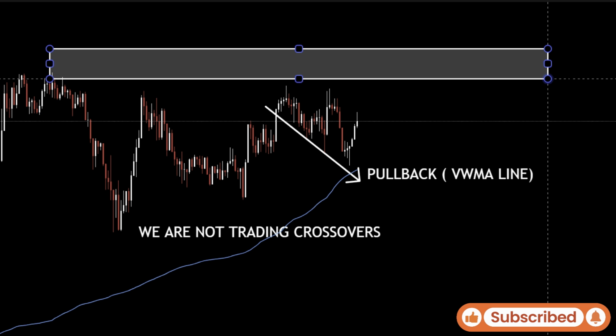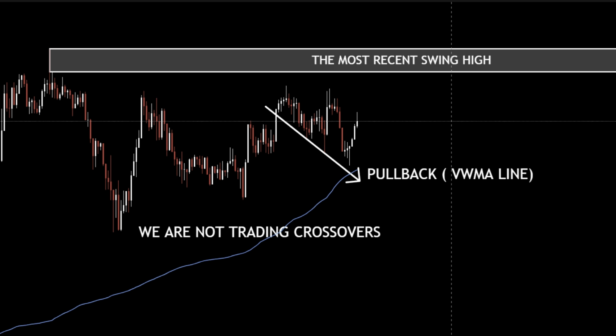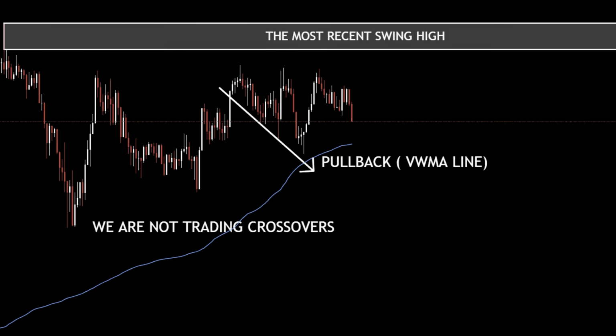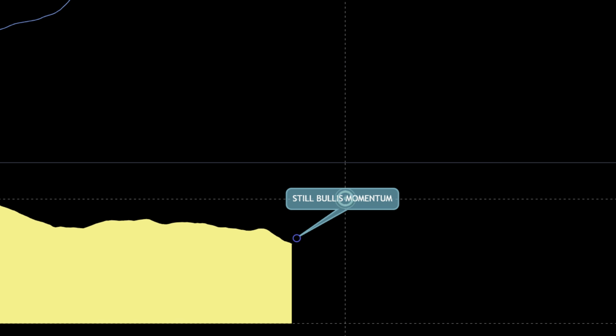Look at the most recent swing high. That top right there, marked, that's your line in the sand. If price has the strength to break above that level, it means the momentum is real. It means buyers are in control. It means this isn't a fake out. So you wait, you watch, and if it breaks that high, then and only then you enter the buy trade.